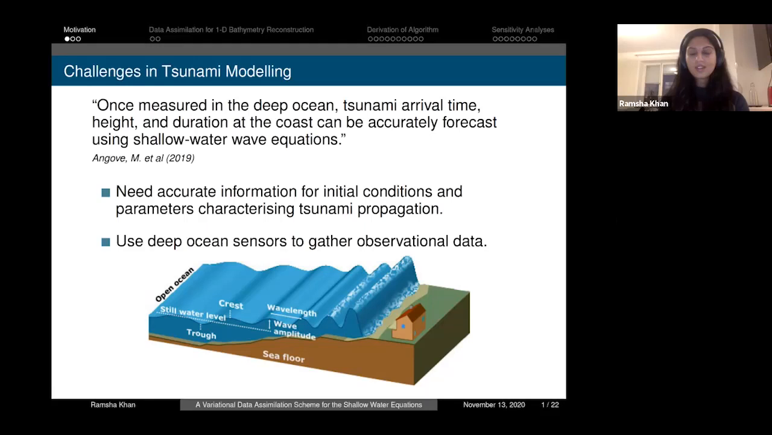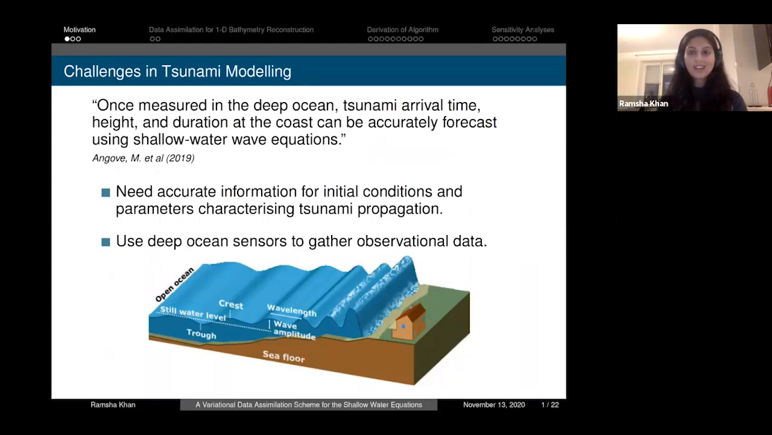But often they can be quite difficult to predict in the deep ocean, because in the deep ocean, their height is very, very small compared to their wavelength, which can be a couple of 100 kilometers, but the actual height in the deep ocean can only be 1 or 2 meters. What we do know is that using the shallow water equations, we can, given complete boundary and initial condition data, accurately predict the evolution of a tsunami wave.